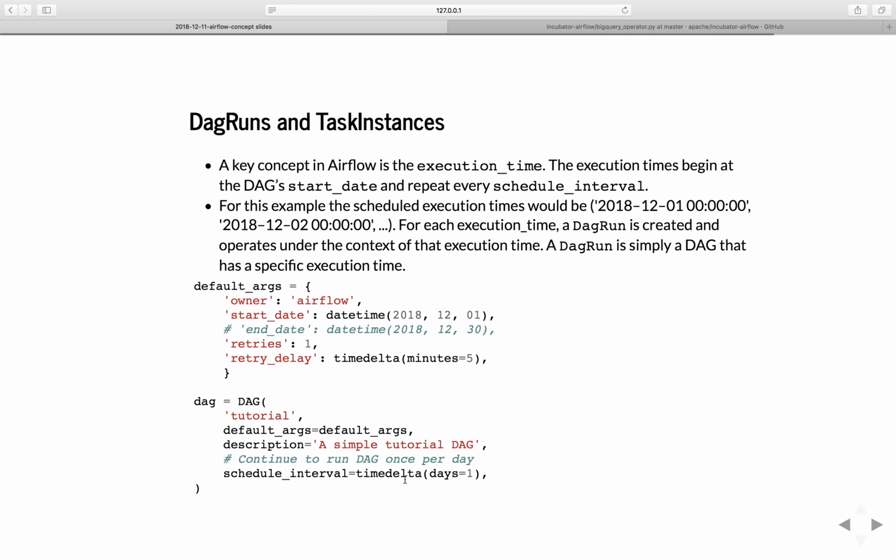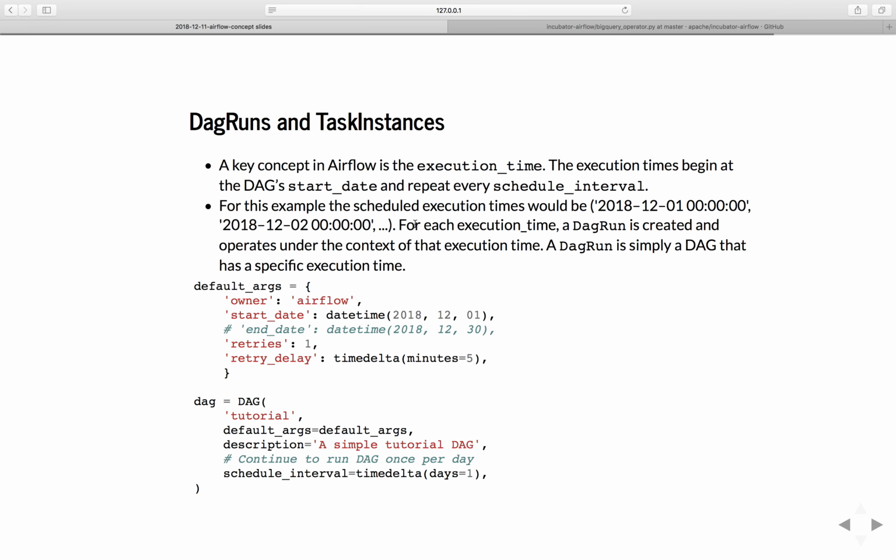So when I enable this daily DAG, Airflow will immediately create a list of execution dates up until today and immediately run all of them. The scheduled execution times would start from the start date. So first would be December 1st, and then December 2nd, December 3rd, and keep going forward. For each execution time, a DAG run is created and operates under the context of that execution time.